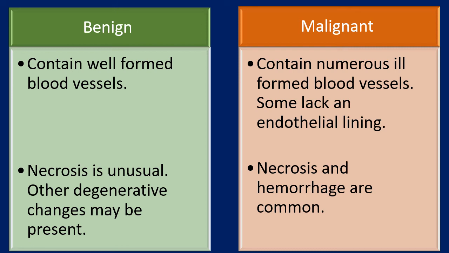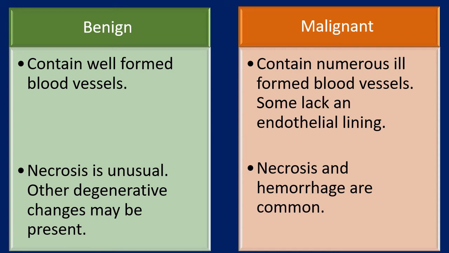But in the malignant tumor, there are ill-formed blood vessels. It may lack endothelium, lack the basement membrane, but they are numerous. So the number of blood vessels in malignant tumor is more than that of benign tumor, while the blood vessels in benign tumor are well formed. However, in the malignant tumor, they are ill formed.